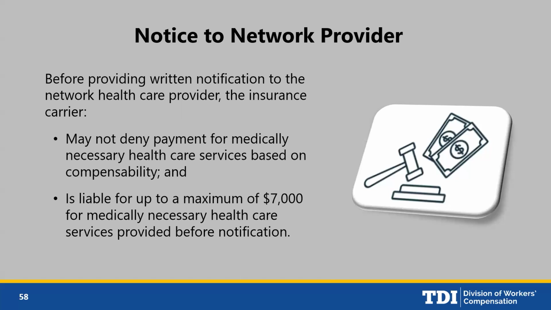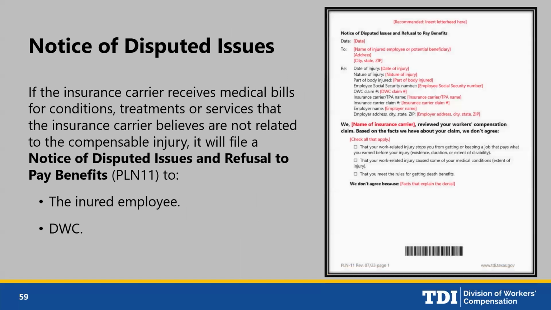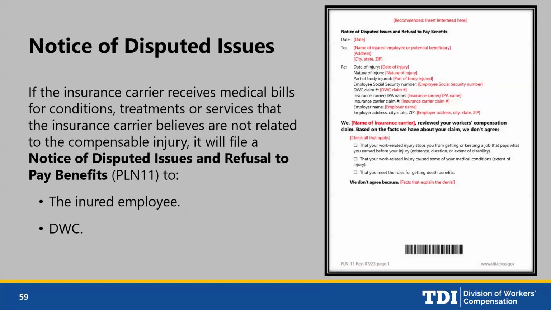So the bottom line and takeaway is the carrier could end up paying some of your bills up until the day they dispute the compensability. So you'll need to know the date the PLN 1 was filed. And then maybe it's finally adjudicated as not compensable or it is compensable. Either way, the carrier could be liable up until that date. There's another type of notice that the carrier can issue.